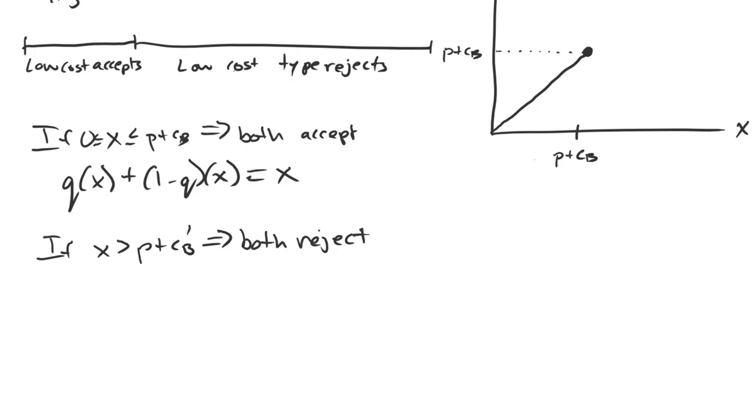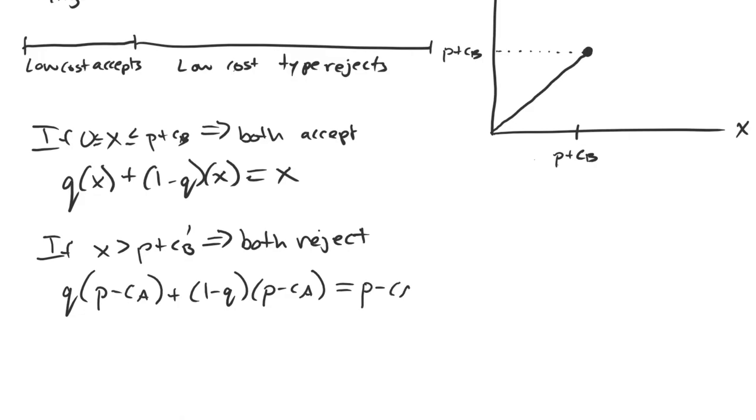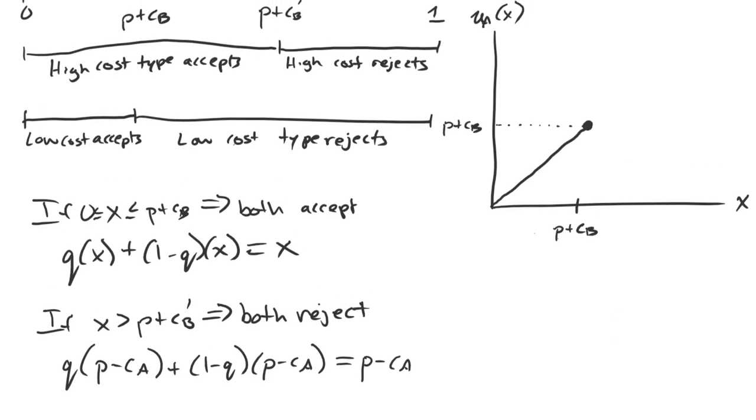And so A, Q portion of the time, is going to be fighting a war against the high cost type, and its payoff for war is P minus CA. And 1 minus Q portion of the time, it's going to be fighting a war against the low cost type, and it will still be getting a payoff of P minus CA, because A's payoff for war is not a function of the type it's facing. Whether B has low or high costs, A's payoff for war is the same, and so this is just P minus CA.